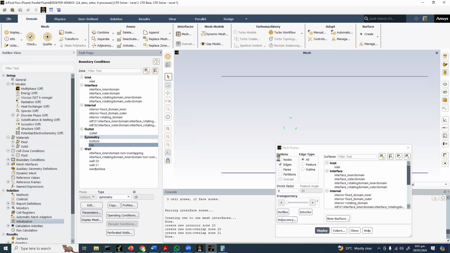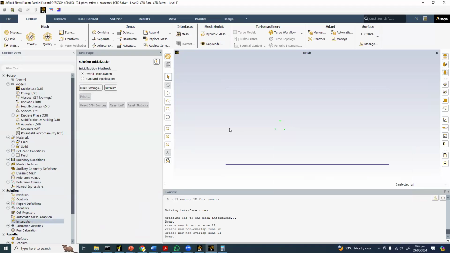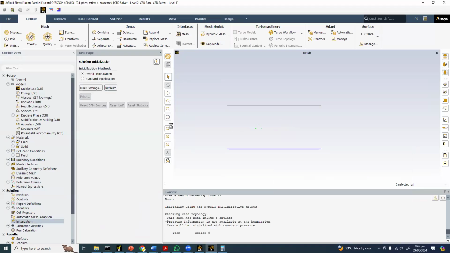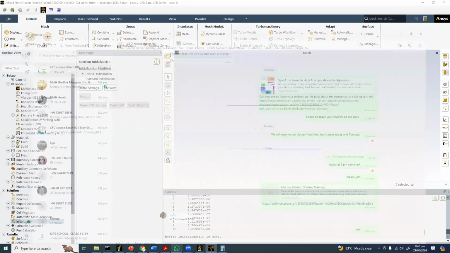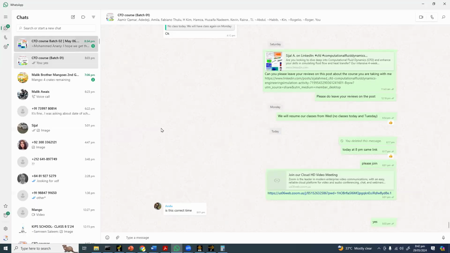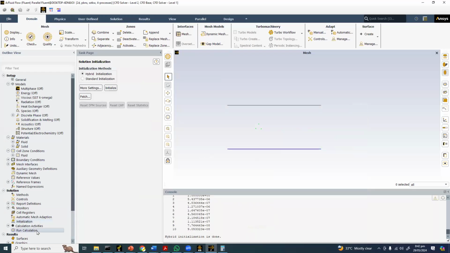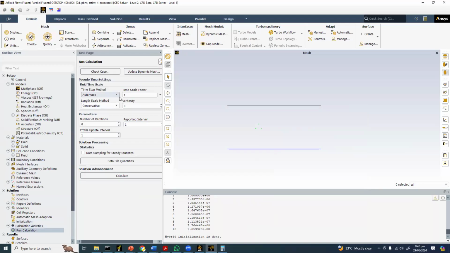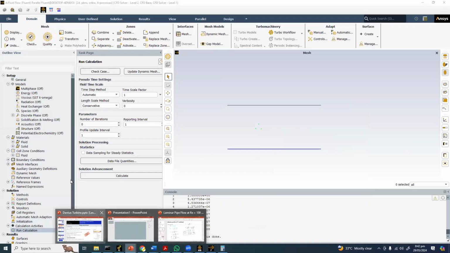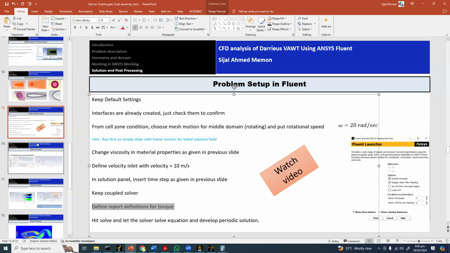Okay, and initialize. So I will initialize from here. Okay, so then we have to hit the, okay. The time step calculation is very important. So the basic point of time step calculation is given here.